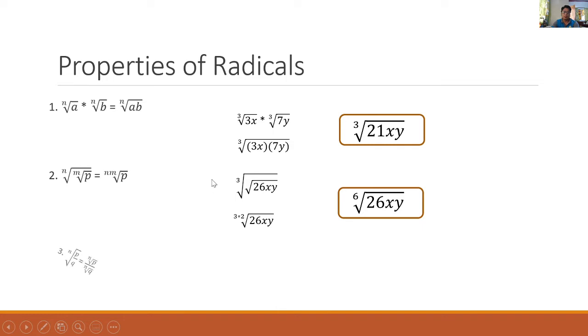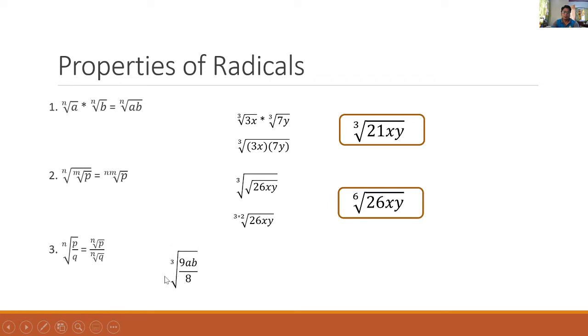Okay, the third property of radicals. If we have here now the nth root of a fraction, p over q, we can separate the numerator to the denominator containing the same index. So we will be having the nth root of p over the nth root of q. Let's have here now an example.